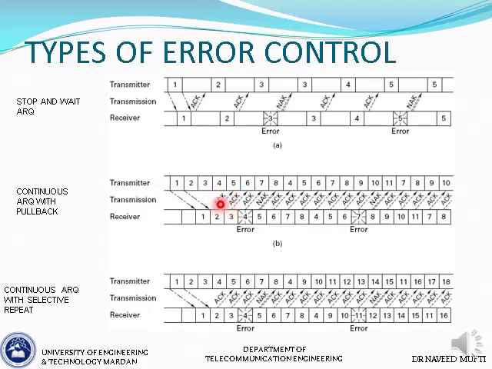So this is the acknowledgement of block number 1, of block number 2, of block number 3, and this is the acknowledgement of block number 4. So let's say in block number 4 there was an error, so a negative acknowledgement was sent by the receiver to the transmitter. By the time it received this negative acknowledgement, it was transmitting block number 8.